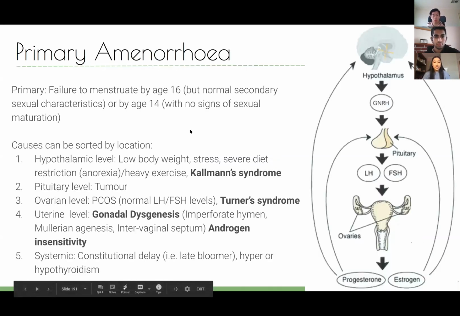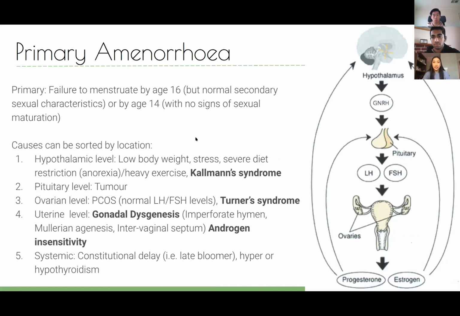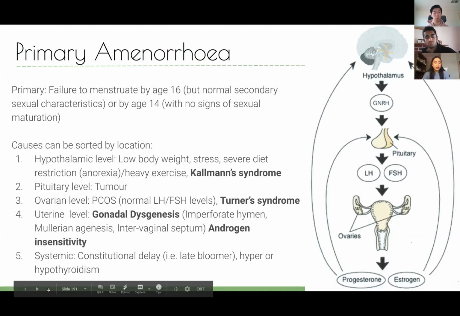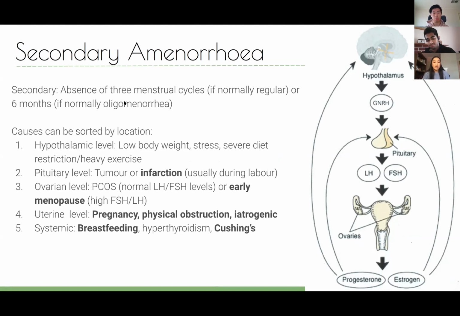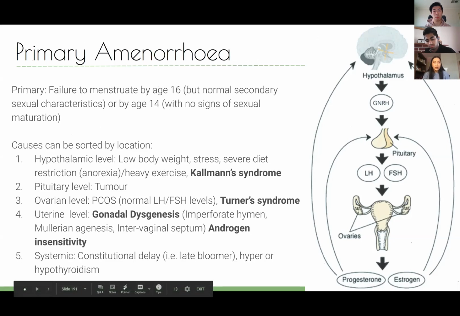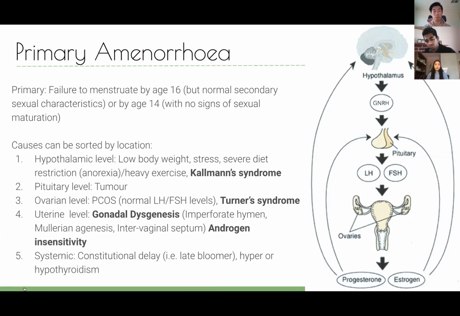Amenorrhea can be split into primary and secondary amenorrhea. Primary amenorrhea is defined as failure to menstruate by age 16 with normal secondary sex characteristics, or by age 14 with no signs of sexual maturation. That's in contrast to secondary amenorrhea, which is where they've had periods in the past, but now there's been an absence of 3 consecutive menstrual cycles if they're normally regular, or 6 months with no period if they normally have oligomenorrhea. The causes overlap a lot between the two, and you can think of them in terms of the level where they act.